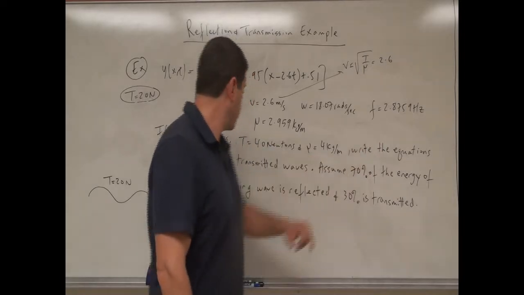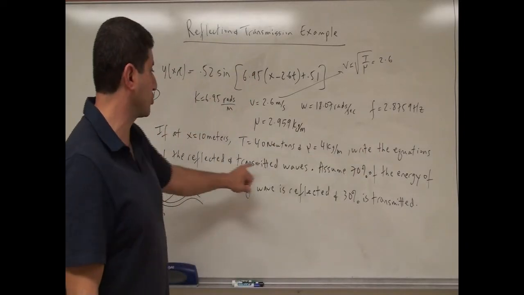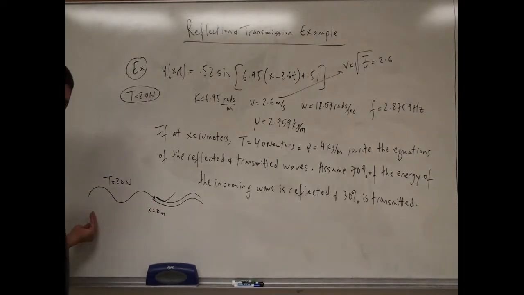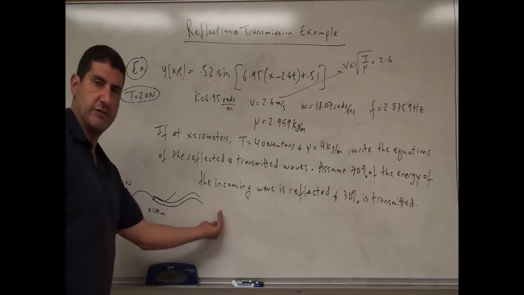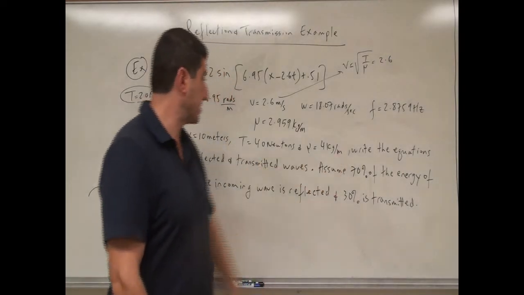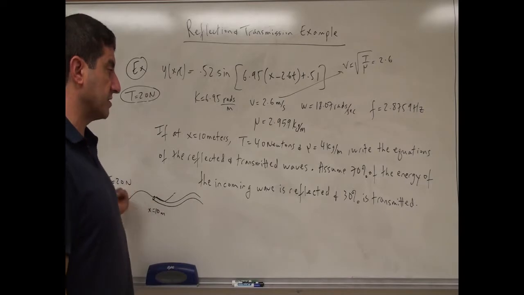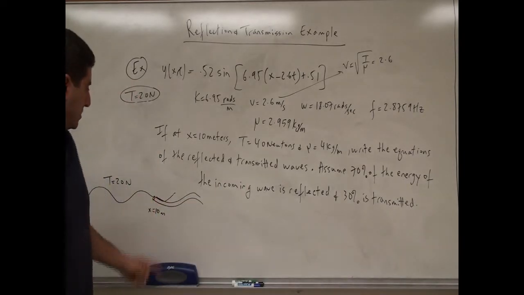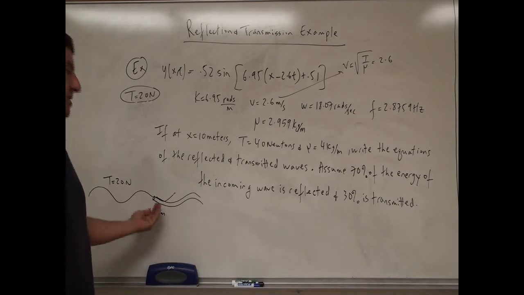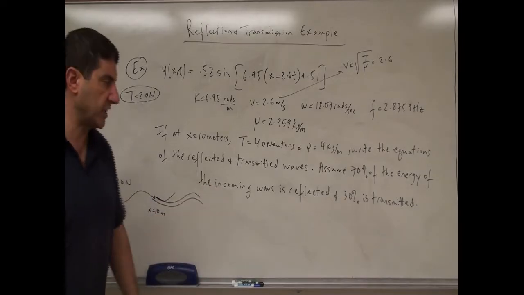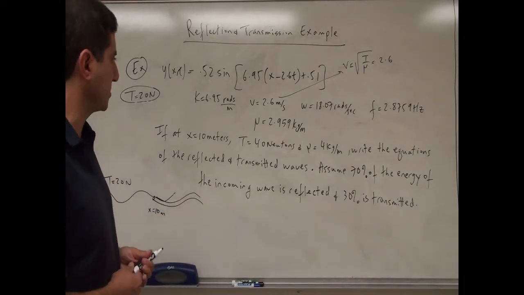Then it says write the equations of the reflected and transmitted waves. So what is going to be the equation of the reflected wave bouncing back? What's going to be the equation of the transmitted wave that is going forward? Assume 70% of the energy of the incoming wave is reflected and 30% is transmitted. So that is a likely scenario, since this rope is lighter than that one, upon reflection most of it will reflect, and some of the energy will transmit.